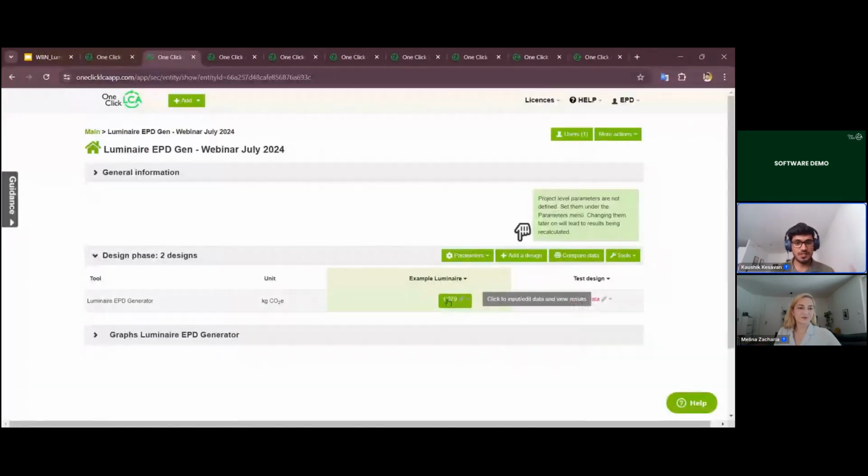So this is the project page. For those who are familiar with our software already, you might know this does not change too much. But for those who are not aware, this is the project page. Now, I've chosen the Luminaire EPD Generator as the tool to be used here. And I have a test design here for me to work on. And I'll take you through those.